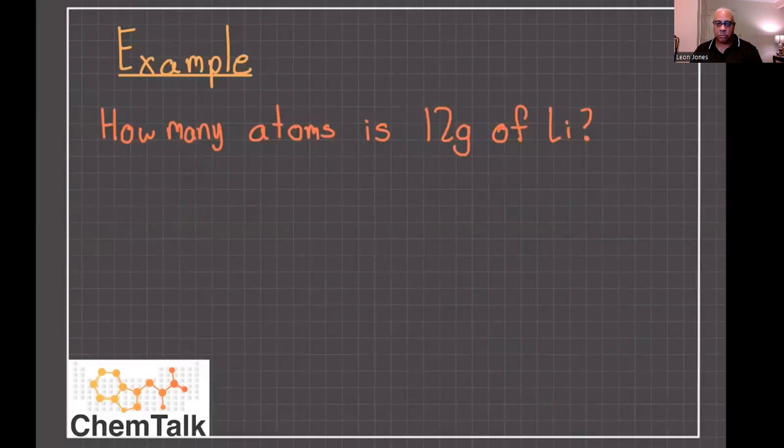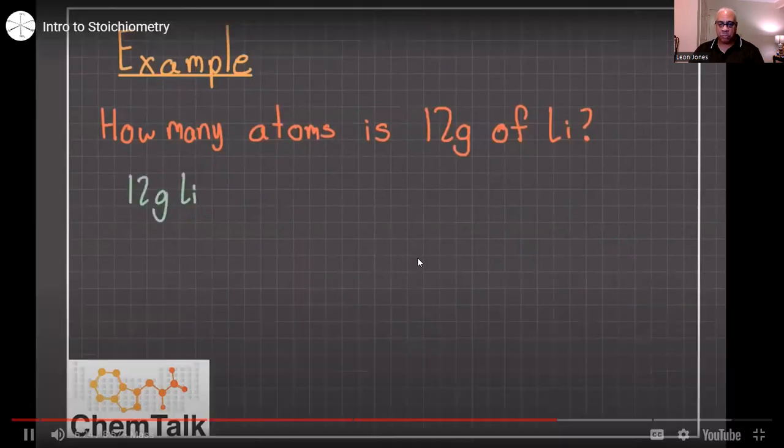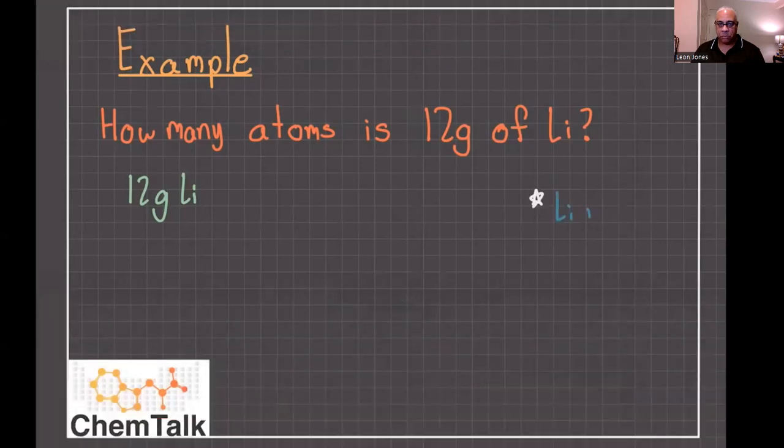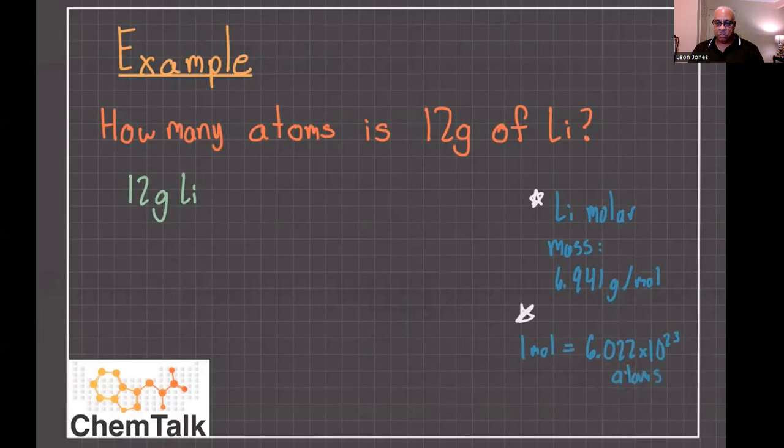In this final example, we combine both the use of moles and molar mass together. The problem states, how many atoms are in 12 grams of lithium? So let's remember the different tools we have. We have the molar mass of lithium, which is 6.941 grams per mole, which we get from the periodic table. Additionally, we know the amount of atoms in a single mole, which is 6.022 times 10 to the 23rd.